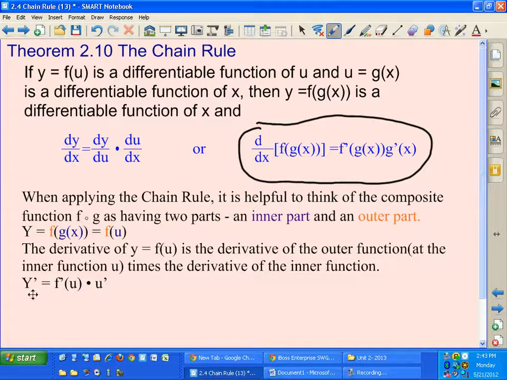A good way to look at it is to think of it in terms of y. If u is my inner function, then I take the derivative of the outside, what's happening on the outside, and we multiply it by the derivative of the inside function. And so we can do a u substitution if you want, if that will help you. We can talk about that in class.